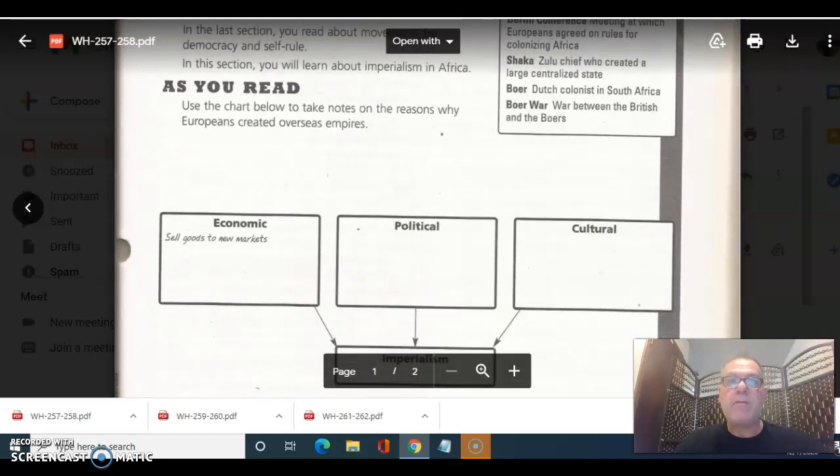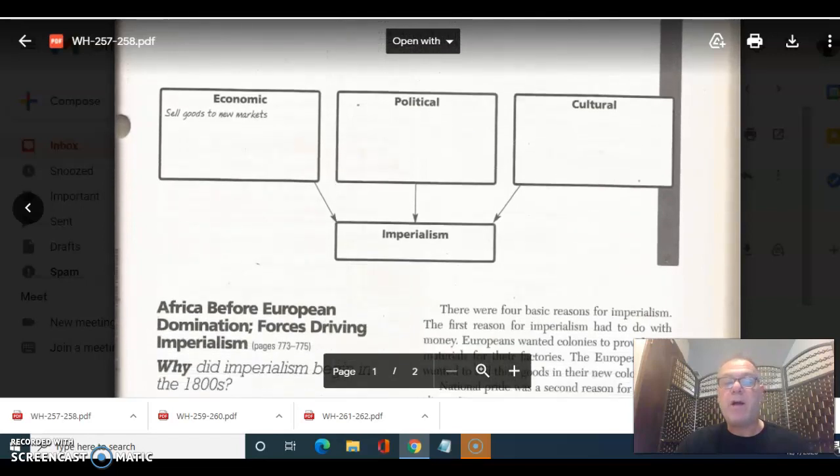Imperialism, we talk about isms. So basically, an ism is a belief, and imperialism is the belief that your country should become an empire and dominate other countries outside your borders, take over other land and dominate it.